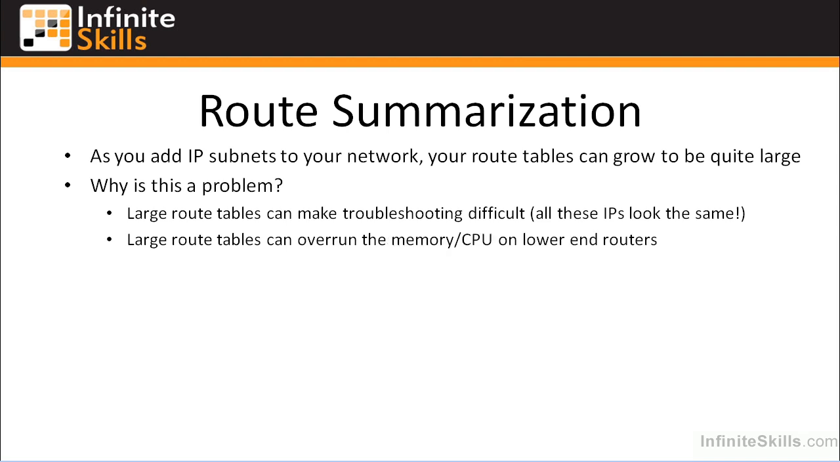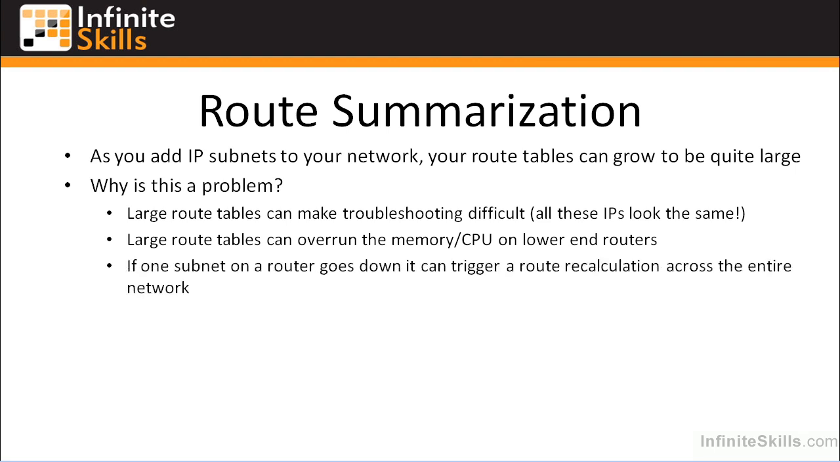Now, the route table itself will overrun the memory more so than the CPU. However, if one subnet on a router goes down, it could possibly trigger a route recalculation across your entire network. Kind of a funny story from my day job. I was in the middle of configuring OSPF, and we don't have that big of a network at my current employer, but we do have a lot of individual host routes for VPN connections.